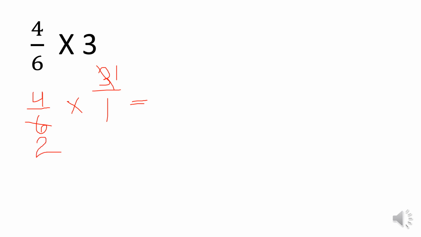Question, is there anything else that I can reduce? Yes. But let's say you didn't notice. So let's multiply. 4 by 1 is 4 over 2 by 1 is 2. So now that you got to your answer, you notice, 4 over 2, I can reduce this. What number can I reduce this by? 2. 2 into 2, 1, and 2 into 4 is 2.